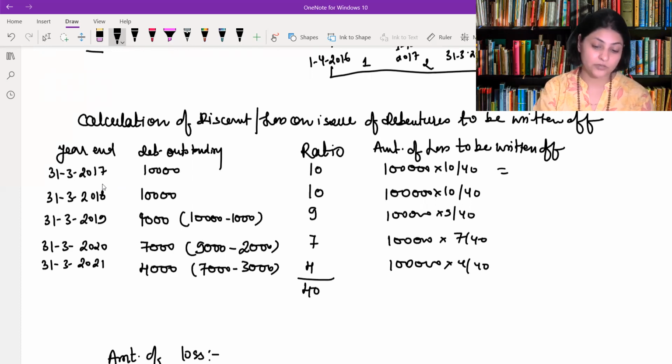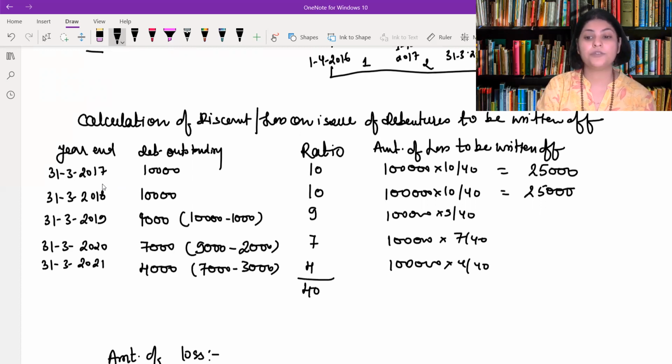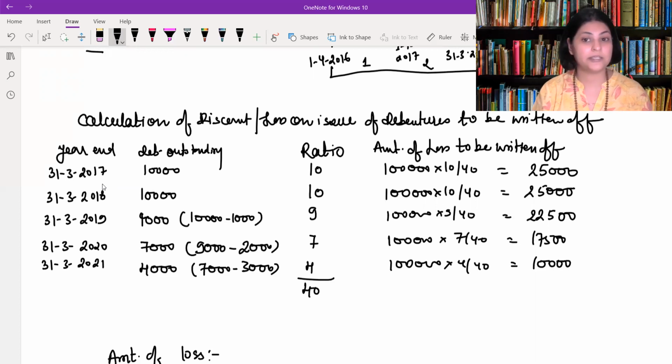What are these? 1 lakh divided by 40 multiplied by 10 is 25,000. So in year 1, the company is going to write off 25,000 from the statement of profit and loss. Year 2 also, the company is going to write off 25,000. Year 3, the company is going to write off 22,500, and next year 17,500 rupees, and after this the company is going to write off 10,000 rupees. So like this, the company is going to write off various amounts.